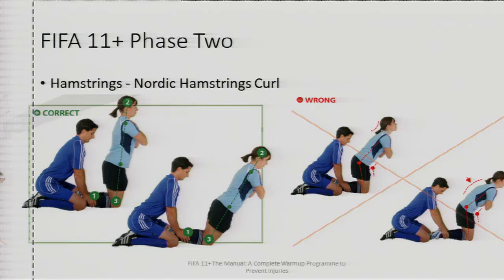You do need a partner. I have seen this done with the feet tucked into something along the wall. That's not as easy. The progression with this is just more repetition. So I think the beginner phase, if you can just do three of these, then up to 15 reps for the more advanced part of this phase. Once again, good trunk control.